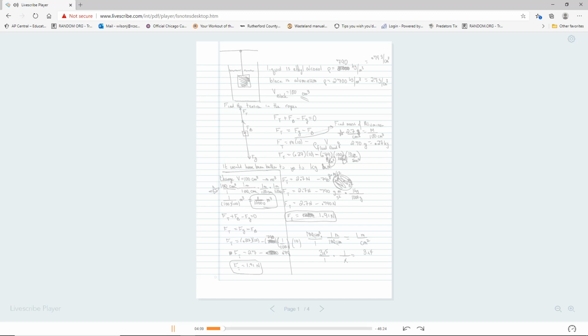Okay. So this on top becomes a 7 with 1, 2, 3, 4, 5, 6 zeros, and this is a 1 with 1, 2, 3, 4, 5, 6 zeros. Actually, one more zero. So we get the density of the wood is 0.7 grams per centimeter cubed.